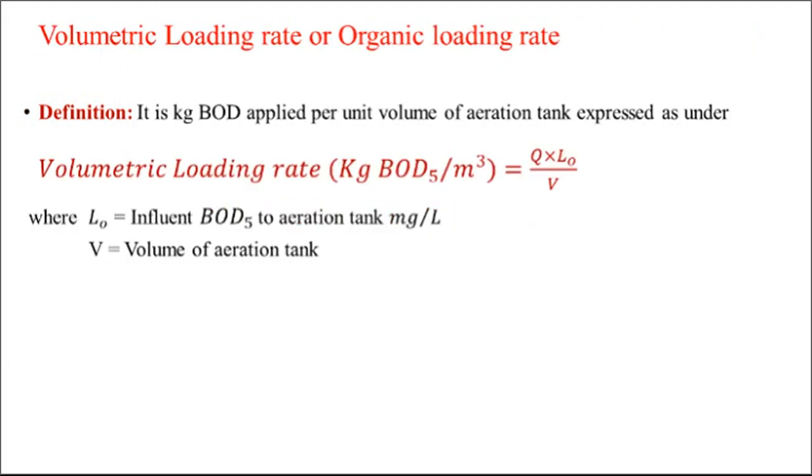Then the next parameter is volumetric loading or organic loading. This is nothing but kg BOD applied per unit volume of the aeration tank and is expressed as below. That is the volumetric loading rate, in kg BOD5 per cubic meter, and is calculated by the formula Q into L0 divided by V, where Q is the discharge rate, L0 is the initial BOD, and V is the volume of the aeration tank.